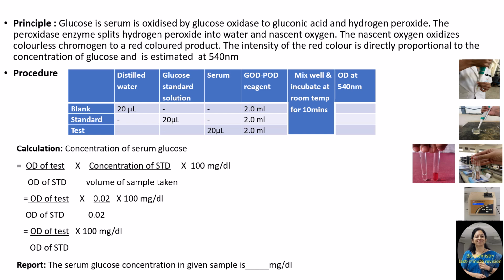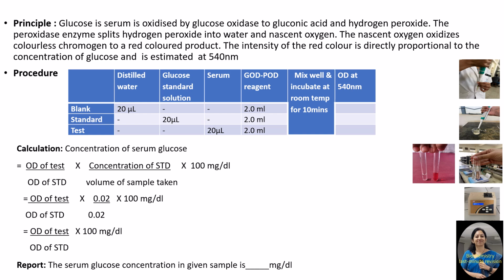Based on Beer-Lambert's law, the calculation goes like this: optical density of test divided by optical density of standard, into concentration of standard divided by volume of sample taken, into 100, because we are stating all the biochemical parameters with respect to 100 milligram per deciliter. Now substitute all the values in the above formula: optical density of test divided by optical density of standard. Now the concentration of standard is 0.02 here, and the volume of the sample taken is also 0.02, into 100.